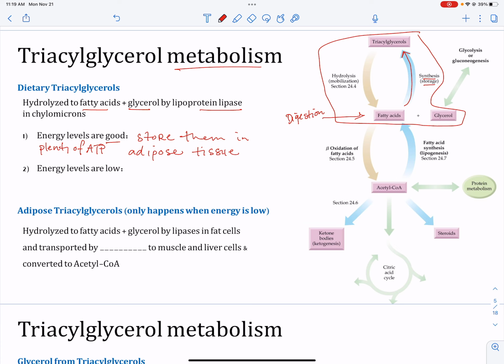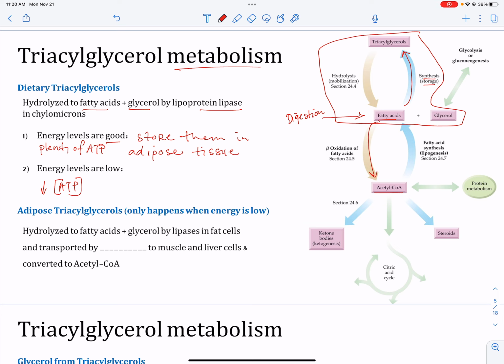Okay, if energy levels are low, so we're low on our amounts of ATP, that's when we will take these fatty acids and we will further break them down, catabolize them into acetyl-CoA, and the pathway for this is known as beta oxidation. We will spend a lot of time after Thanksgiving talking about beta oxidation. So the final product of that is acetyl-CoA, and you know what happens to acetyl-CoA from there. Citric acid cycle, electron transport, all that good stuff.